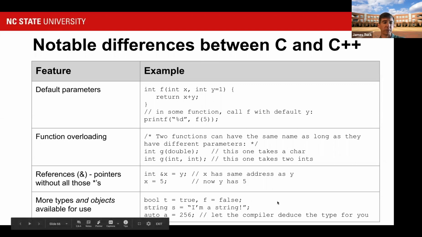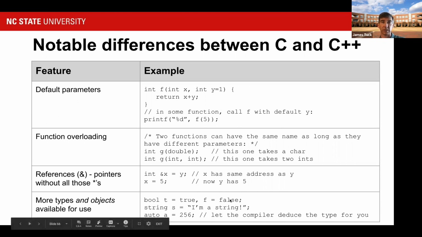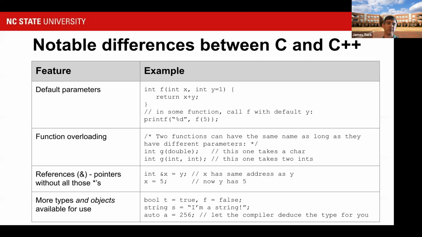C++ offers a lot more types and objects. For example, we have a Boolean type now, which you can explicitly set a Boolean variable to true or false, and true and false are keywords in the language. And there's also a string object that will take something like a character string as an initializer. And then the compiler also has the ability to deduce what types are for you by using the auto type. You can just declare a variable as type auto and initialize it to something, and the compiler figures out what type you really mean for it to be.